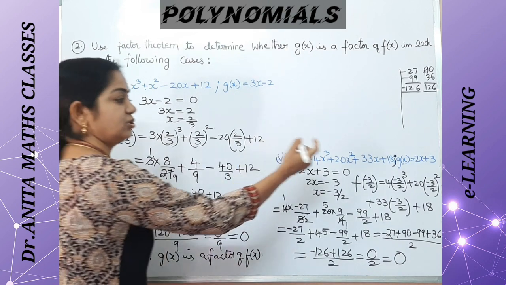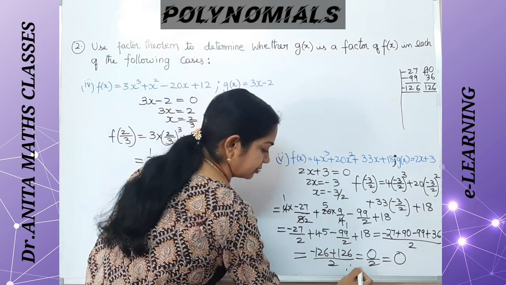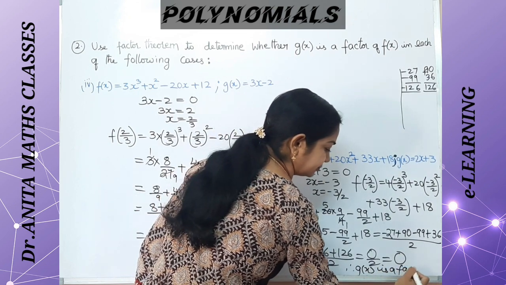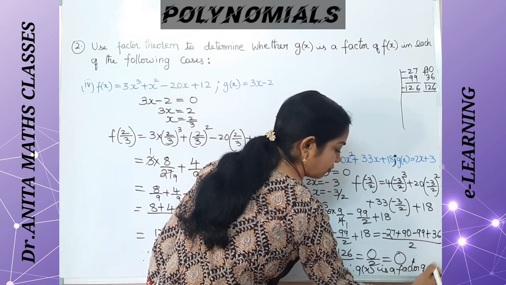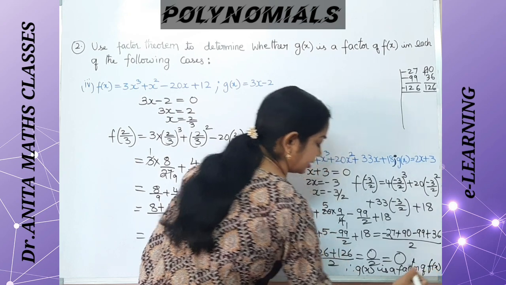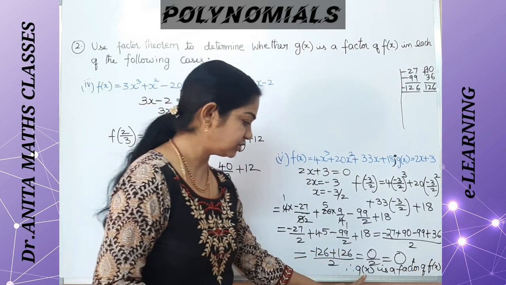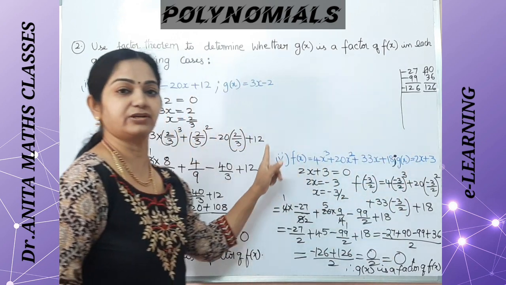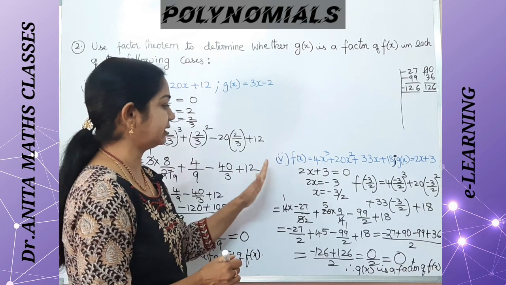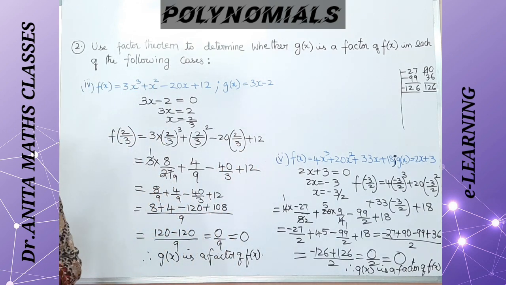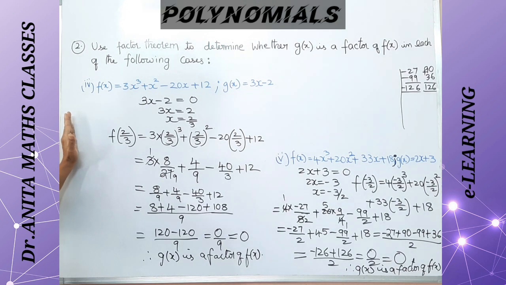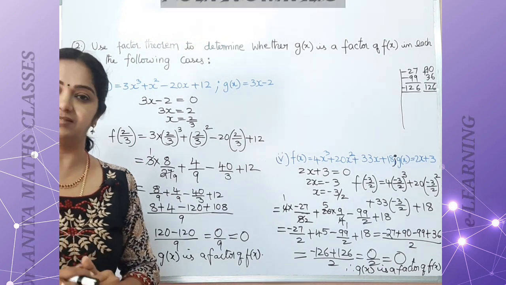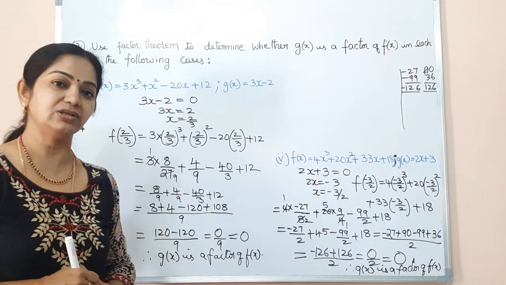Then we say g of x is a factor of f of x. So we got 0 as the remainder. So g of x is a factor of f of x. With this, we completed the second bit also. Please pause the video and note it down, and we will continue the rest of the problems of this exercise in our next session. Hope you have understood. Thank you all.